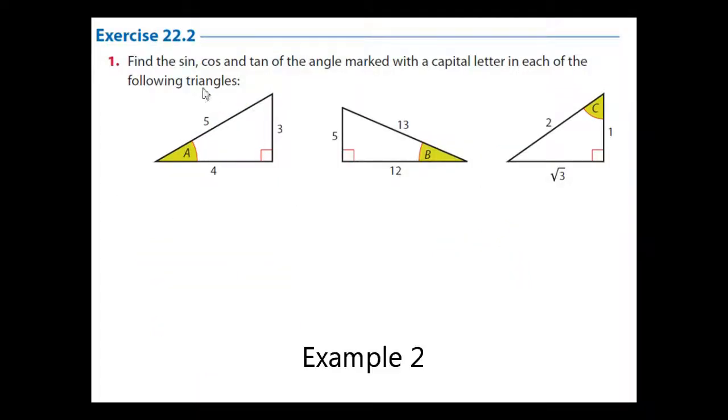Okay, example 2. We're given some triangles, and can you write down the ratios of sine, cos, and tan of the angle marked. So we start off by writing down SOHCAHTOA, because these are our rules. This is just practicing what we did last time. So we start off, we'd label our sides. So compared to A, this is our opposite.